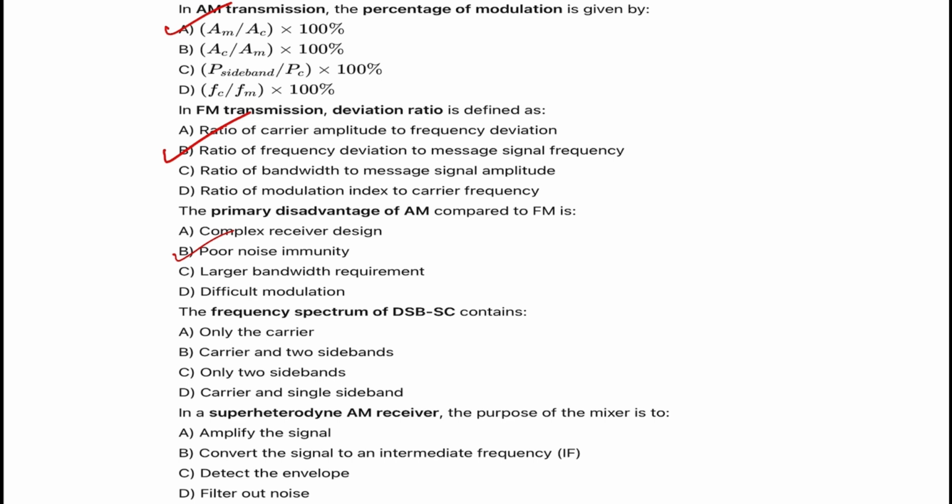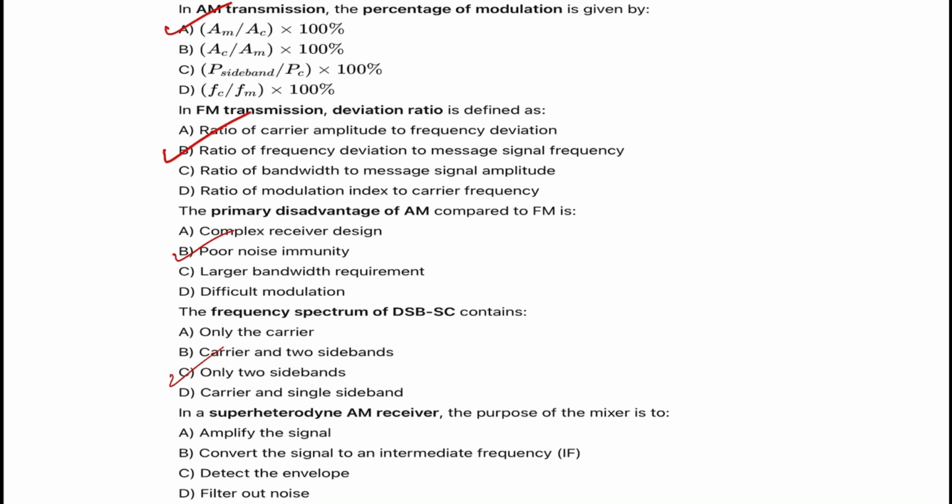The frequency spectrum of DSB-SC contains, that is DSB-SC means double sideband suppressed carrier, option A, only the carrier, option B, carrier and two sidebands, option C, only two sidebands, option D, carrier and single sideband. In this, we can see that it is DSB-SC, that is double sideband suppressed carrier. So the carrier is suppressed.